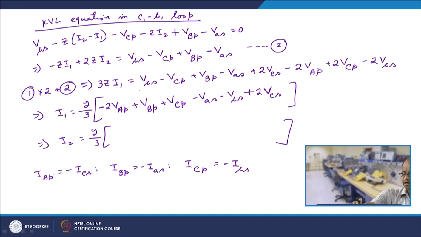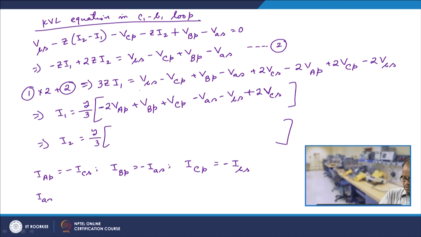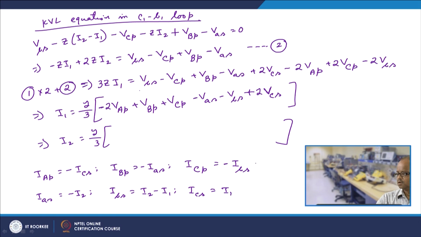And again we write that ICS is equal to I1, IAS is equal to minus I2, IBS is equal to I2 minus I1. So these are the 6 equations, and from this we can see that all these equations are representable with respect to VAP, VBP, VCP and VAS, VBS, VCS.